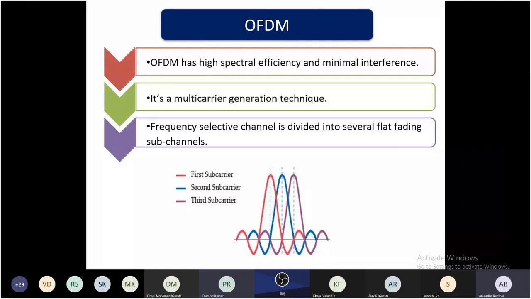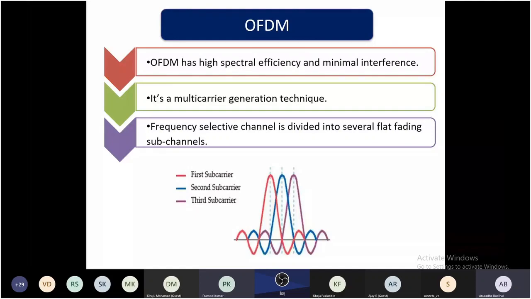So the main advantage over single carrier modulation is that it has the ability to cope with the channel conditions. For example, attenuation of high frequencies, narrowband interference, and selective fading, due to multipaths and all.